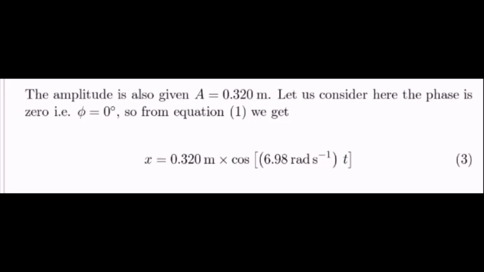The amplitude is also given at 0.32 meters. Let us consider here that the phase is 0, i.e. sigma is equal to 0 degrees. So from our equation 1, we would get x equals 0.32 meters times cos(6.98 rad per second, our omega, times time). And this would be our third equation.